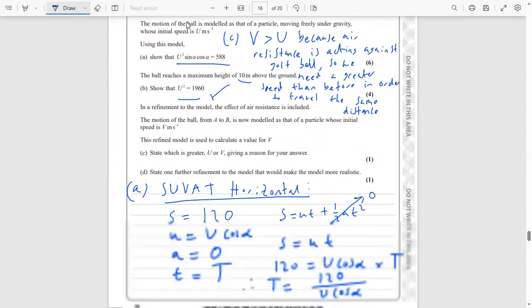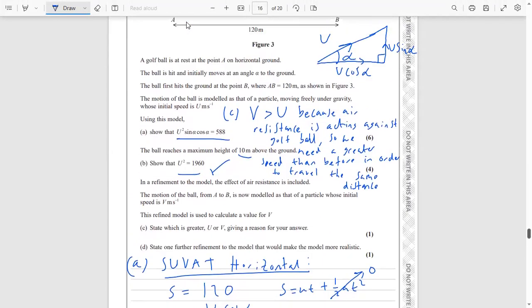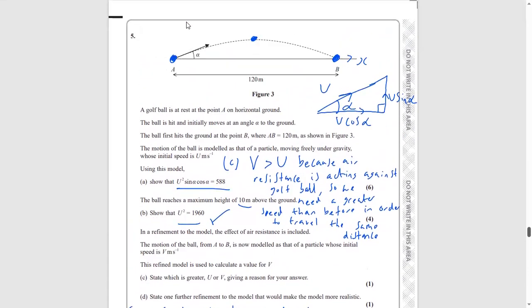Okay, so now let's go to the very last question on this paper. State one further refinement to the model that would make it more realistic. We've got air resistance now, so we can't use that reason. What else could we say? With these projectile questions, we always assume that they're particles. So a good refinement could be to assume that the ball is not a particle, assume that the ball is spherical. So you could say that.